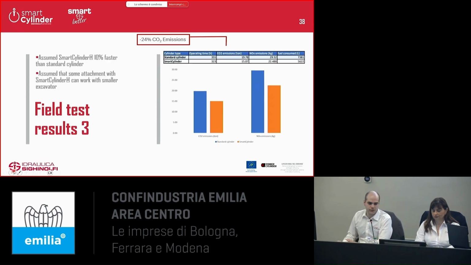Let's see the last scenarios. So in this case, we still consider that smartCylinder is 10% faster than standard cylinder. And in this case, we can also assume that some attachment with smartCylinder can work with a smaller excavator model. So in this case, we have a further improvement in the fuel consumption. In fact, in this last case, we have a reduction of 24% in CO2 emissions. That is a very, very important result for us.